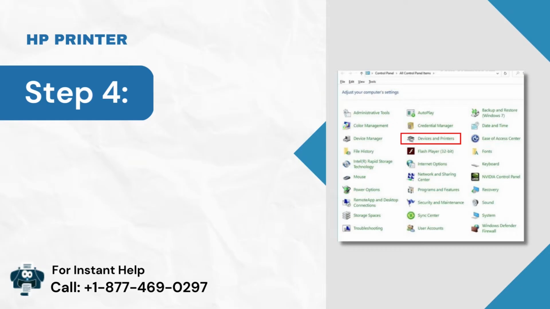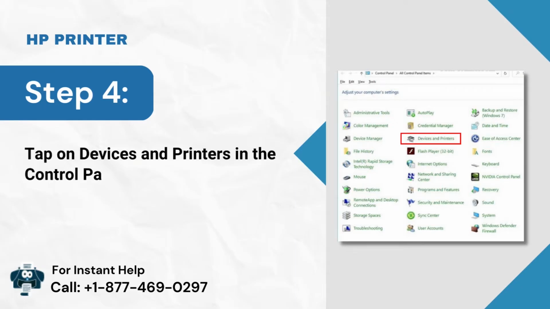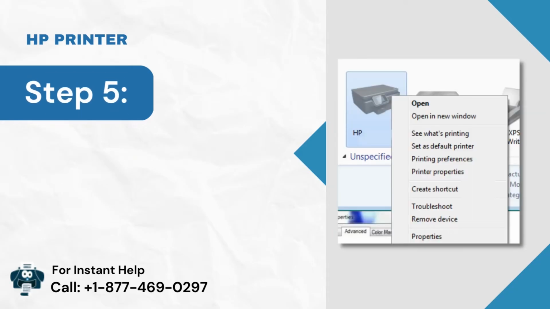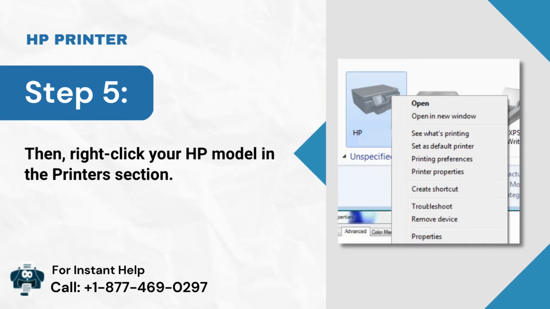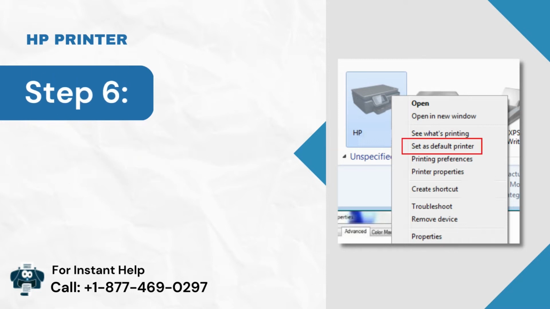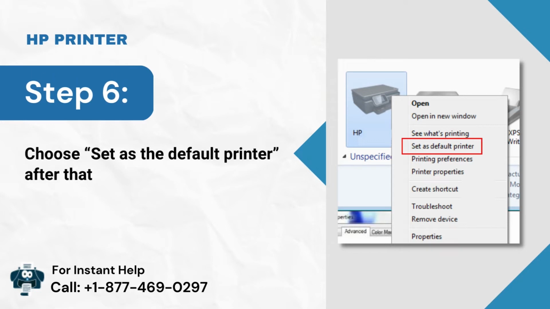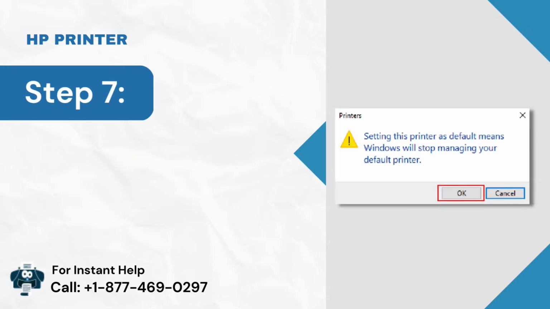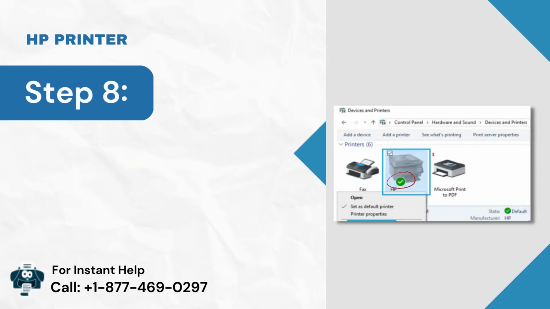Step 4. Tap on devices and printers in the control panel. Step 5. Then, right-click your HP model in the printers section. Step 6. Choose set as the default printer after that. Step 7. When asked, click the OK button. Step 8. Check if the model icon shows a tick next to it.